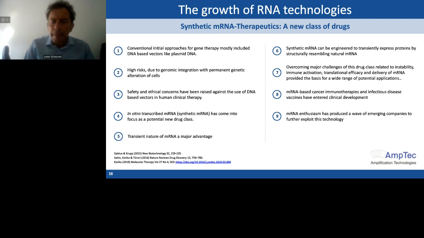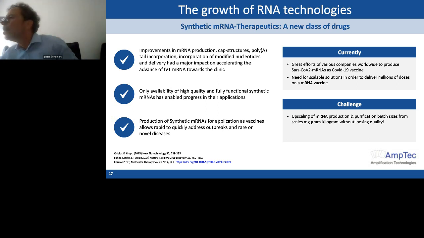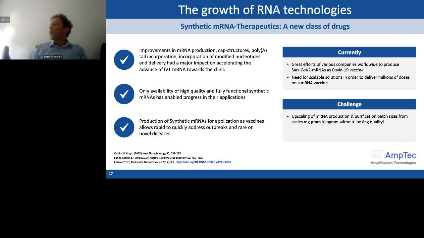You can see that there were some topics to solve at first before mRNA could be really a new class of drug. The first thing was that, of course, improvements of mRNA production had to be made. Cap structures had to be developed, functional cap structures. The poly-A tail is definitely an issue. The stable poly-A tail introduction, because the poly-A tail is very important for stable and functional mRNAs.